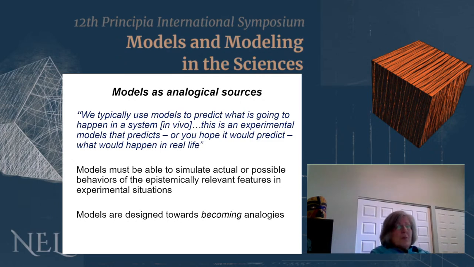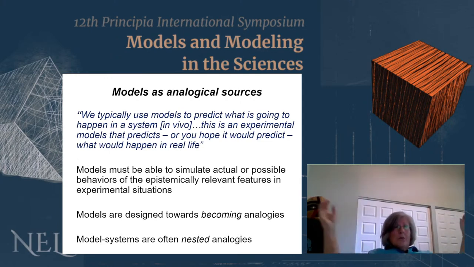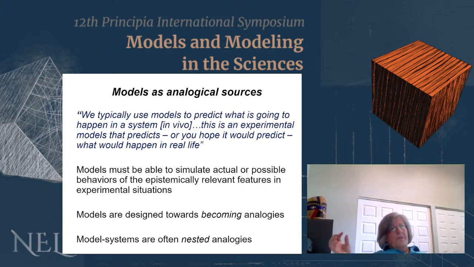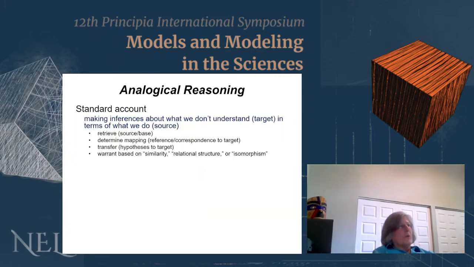Models are designed towards becoming analogies. It takes a lot of work to actually get a model to the situation where it is simulating, and it does contain the features that you want. And there are various stages along the way, as we will see. Model systems are often nested analogies as well. So we saw the analogy of the flow loop, and we saw the analogy of the endothelial cells to the vessels themselves, and they're put together into a model system. So these are analogies within analogies. So you have to take them apart and sort of examine them and how they build together component parts.